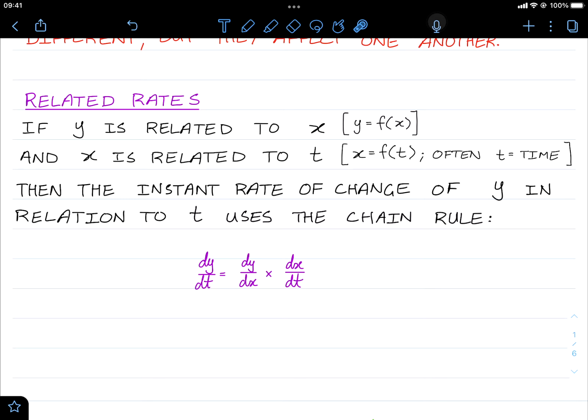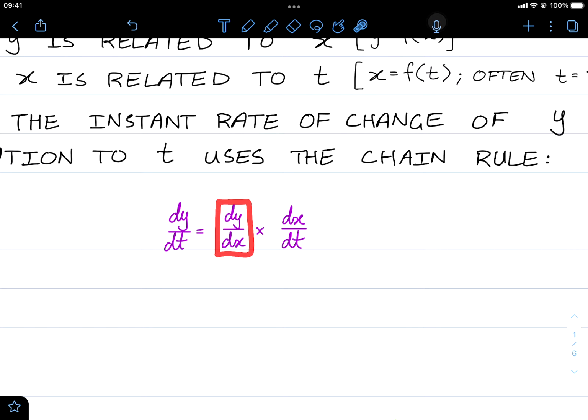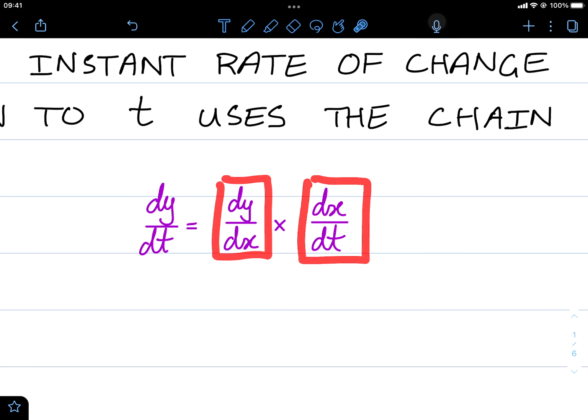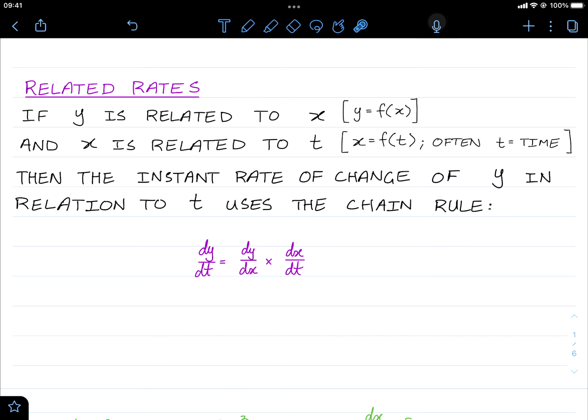The instant rate of change of y in relation to t uses the chain rule: dy/dt, so that's the instant rate of change of y against t, is equal to dy/dx times dx/dt. A very simple way of understanding this is if you consider these as fractions, you can cancel this denominator with this numerator, leaving us with dy/dt. That isn't necessarily the true mathematics behind it, but that's a simple way to understand it for now.